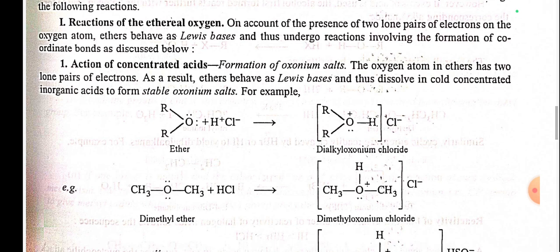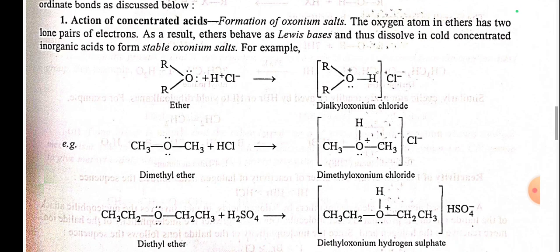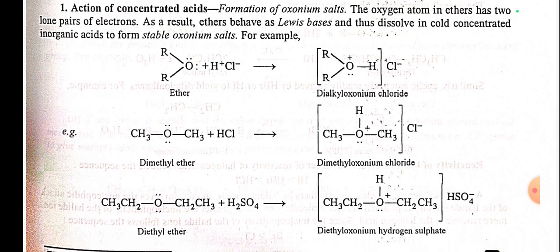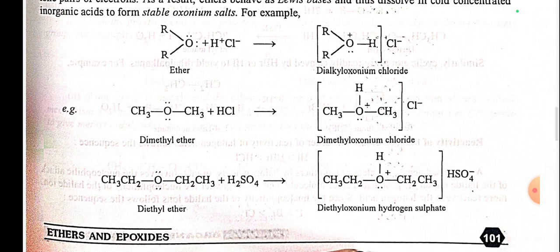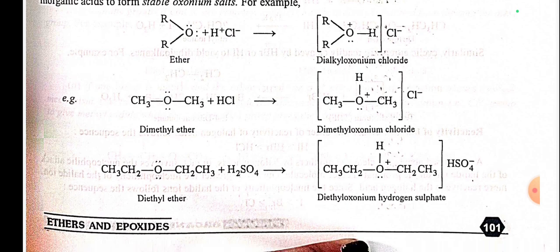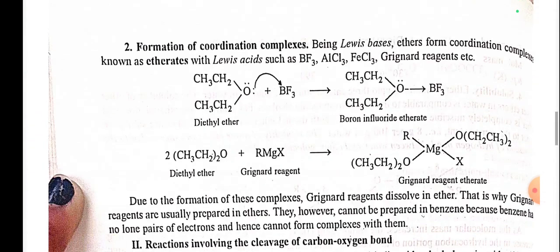Reactions of ethers on account of the presence of two lone pairs of electrons on the oxygen atom. Ether behaves as a Lewis base and thus undergoes reactions involving the formation of a coordinate bond, as discussed below. Action of concentrated acid: formation of oxonium salt. The oxygen atom in the ether has two lone pairs of electrons. As a result, the ether behaves as a Lewis base and thus dissolves in cold concentrated inorganic acid to form stable oxonium salt. For example, ether gives dialkyloxonium chloride, dimethyloxonium chloride, and diethyl ether gives diethyloxonium hydrogen sulfate.